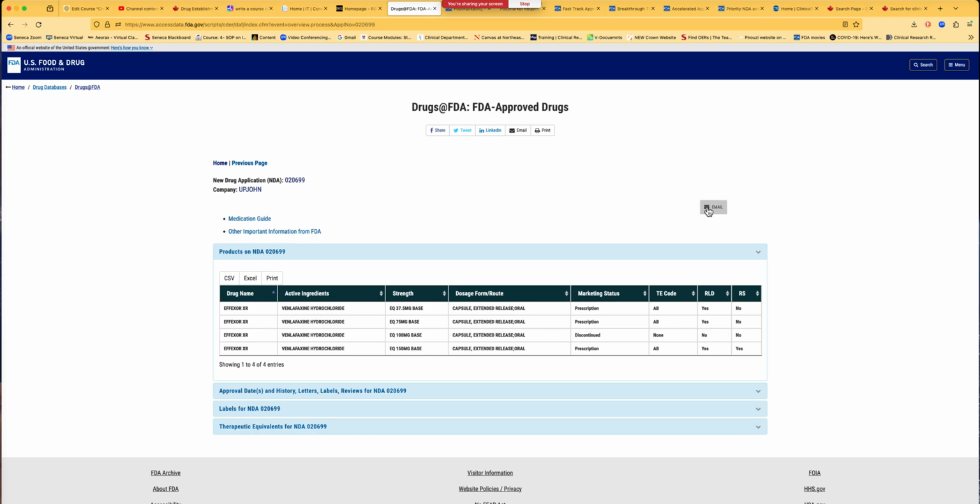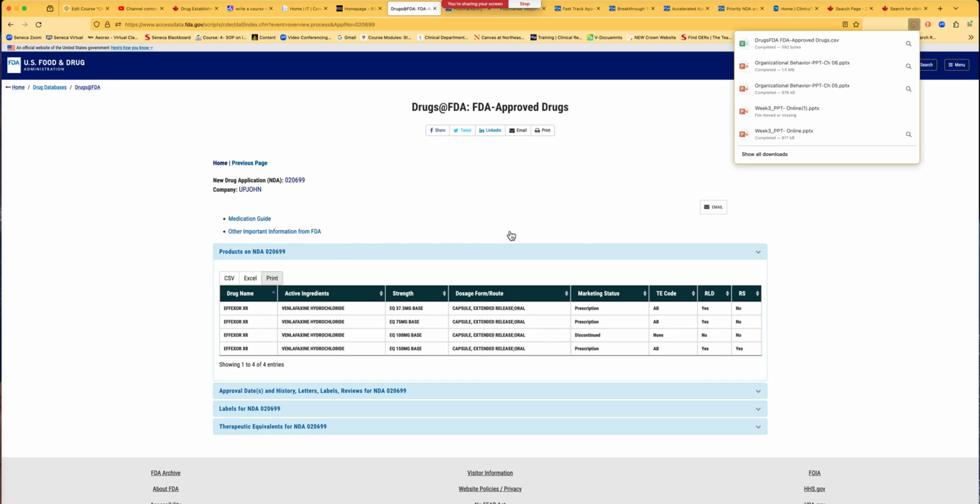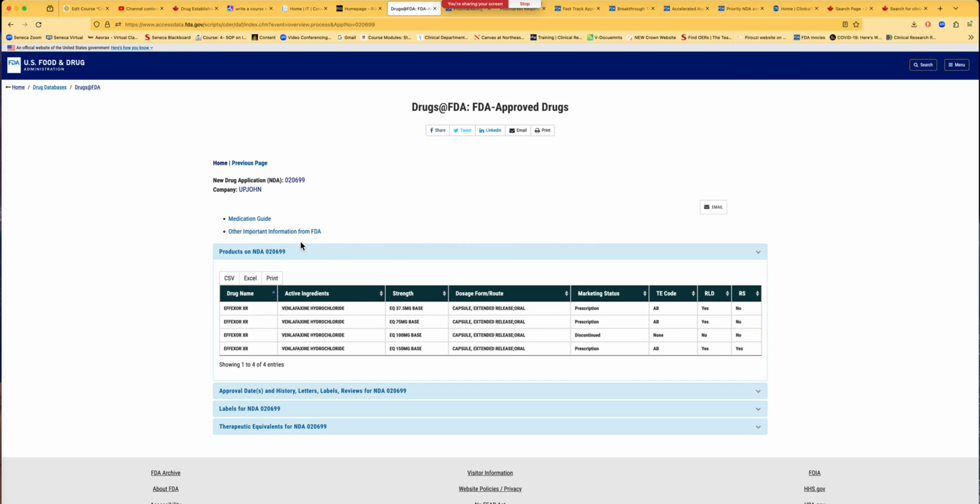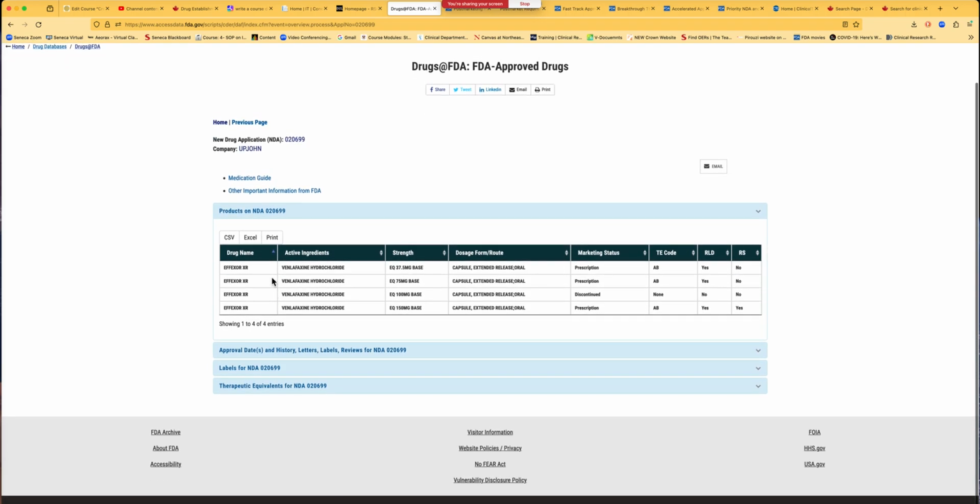Now you can email the information to anyone you would like to. You can see the medication guide. You can also look into importing this with CSV, with Excel. I'm not going to do that, but Excel, or you can print it. Now what is interesting is that you also have access to the therapeutic equivalence, looking into the label for the NDA. That's the label equivalent to product monographs in Canada.